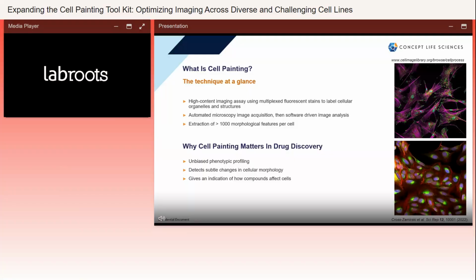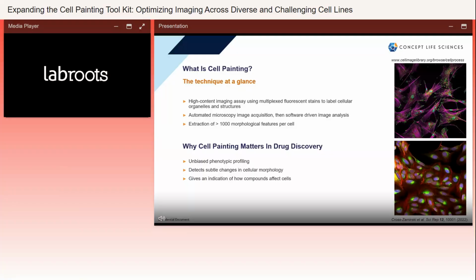And it matters because it allows us to approach screening from a hypothesis-free, phenotypic-first perspective. Instead of asking, does this compound inhibit target X, we're asking, how does this compound affect the cells? Now, this is especially valuable when we don't yet know the full biology of our target, or when we're screening for novel mechanisms of action. Compounds with shared mechanisms tend to induce similar morphological changes, and this lets us cluster compounds by phenotype and infer their mechanism of action from the data.